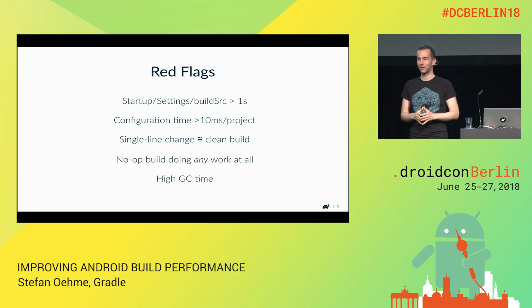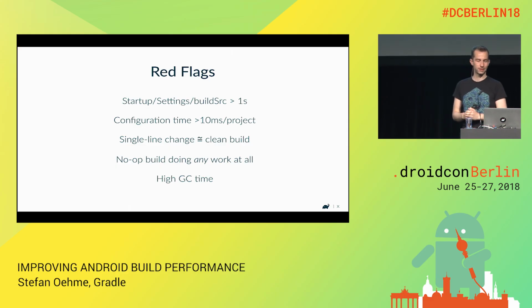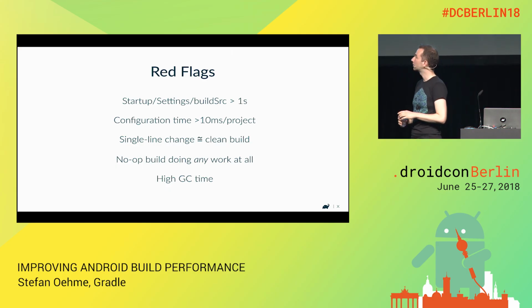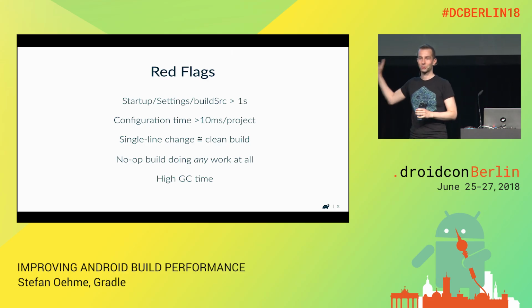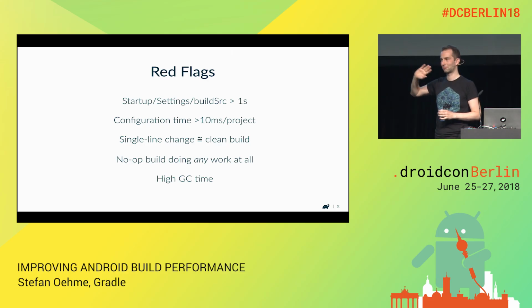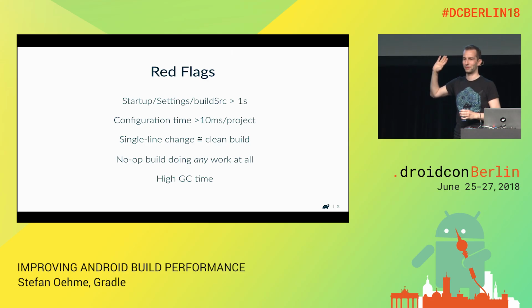So startup should be really fast. You should have a well-warmed-up daemon. There should be no significant time spent there. Configuration time, it's a little harder to make an absolute statement there because it depends on the number of projects you have. But as a rule of thumb for Android projects, I'd say if it's more than 10 milliseconds per project, it's worth looking into. And I've seen much worse than 10 milliseconds per project. I've seen like 30 seconds for a 50 project build. It takes some creativity to make it that slow, but people manage.